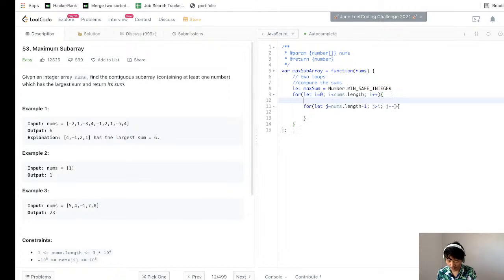We will also define let sum equals 0. Then sum plus equals nums of j.